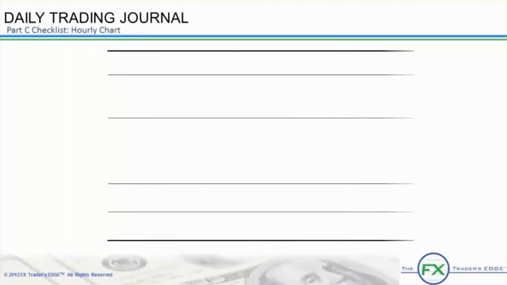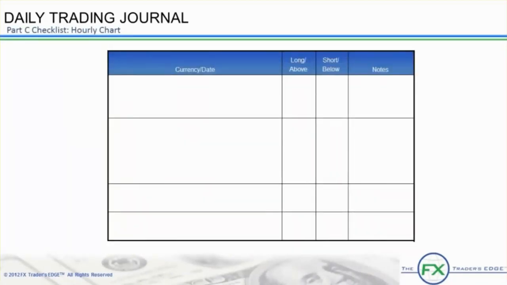Part C of the checklist, hourly chart indicators. The next part of the Daily Trading Journal is Part C, the checklist, using the hourly chart.